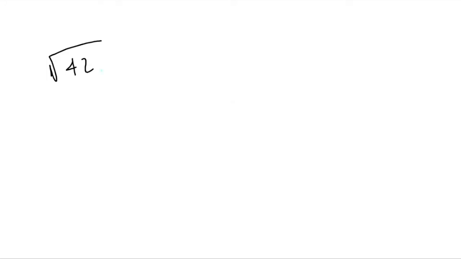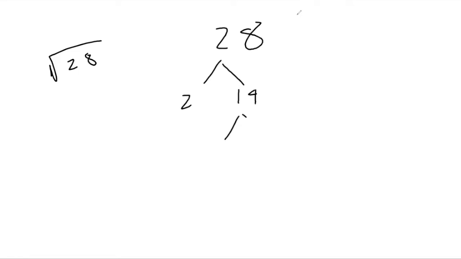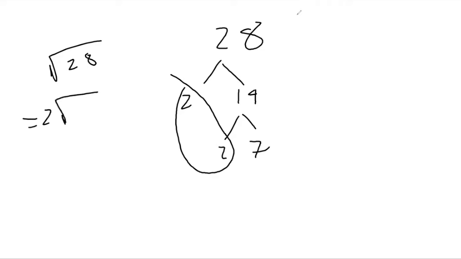Let's try the square root of 28. That should be better. So let's break 28 down into its prime factors: 2 and 14, and 2 and 7. So notice here we have a group of 2s. We can pull those 2s out of the square root, and whatever's left over will remain in the square root. So that's just the 7. So simplified, the square root of 28 is going to be 2 times the square root of 7.